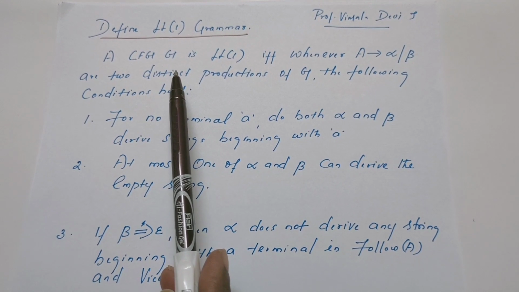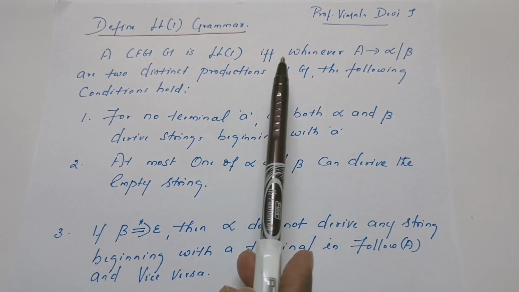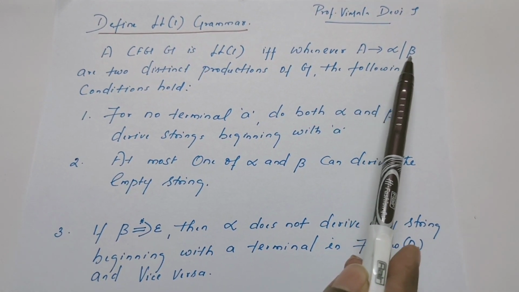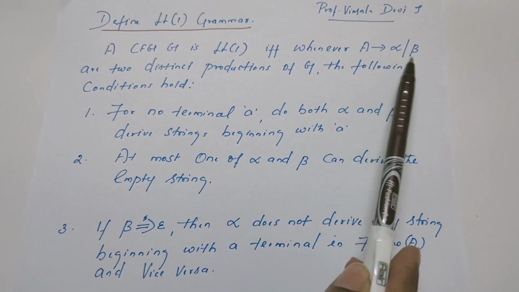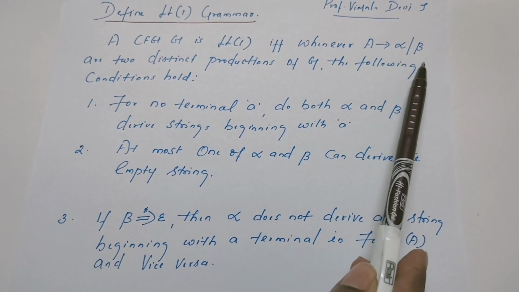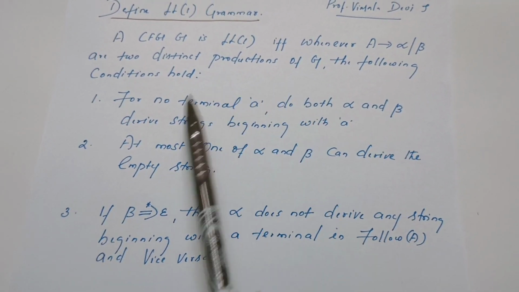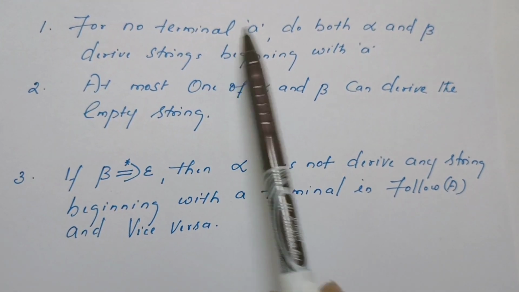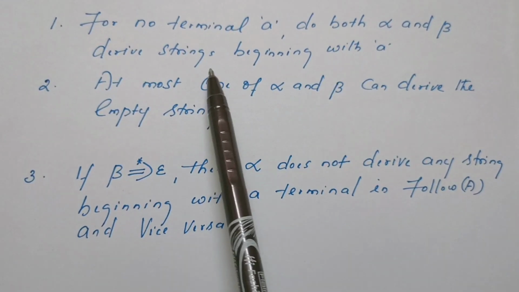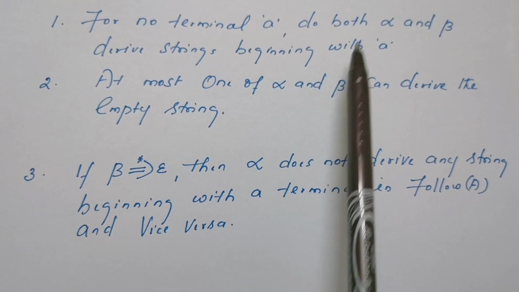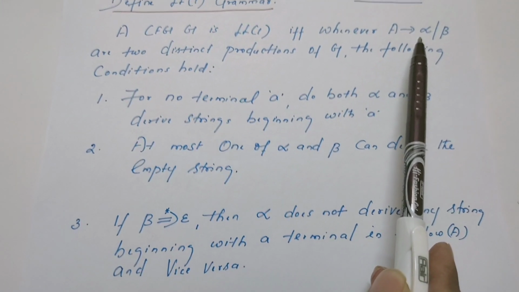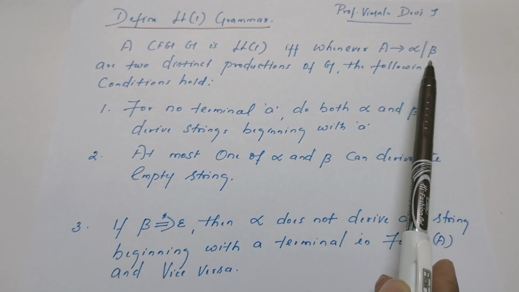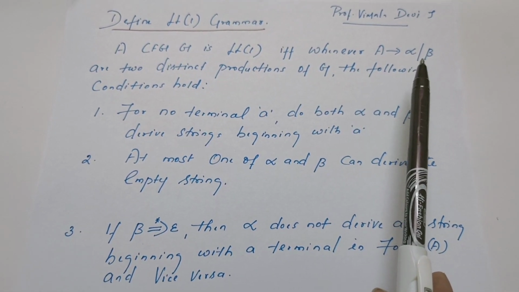A context-free grammar G is said to be LL1 if and only if there is a production rule A derives alpha as well as beta. There are at least two alternatives on the right hand side. And if the following conditions hold, what is the first condition? For no terminal a do both alpha and beta derive strings that begin with a. It means if you find first of alpha and first of beta, both should not contain the same symbol. That is the meaning of the first rule.